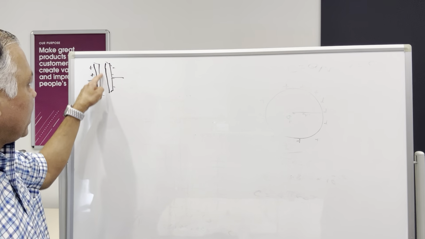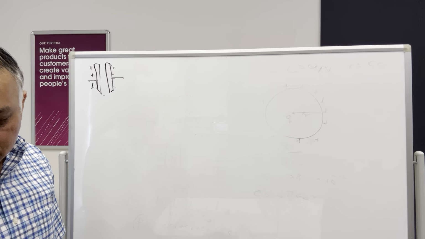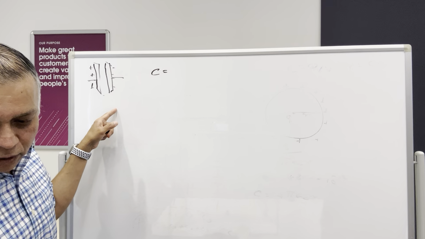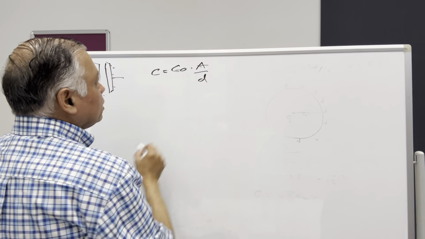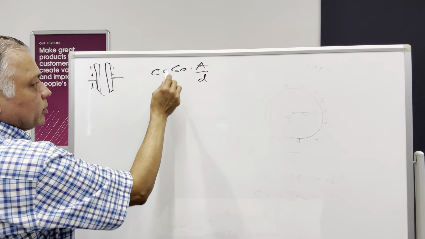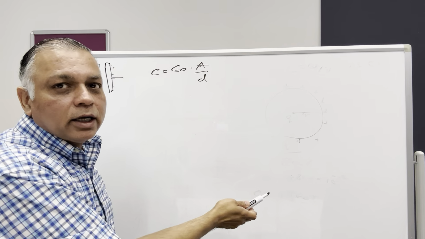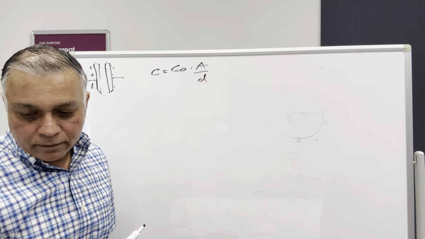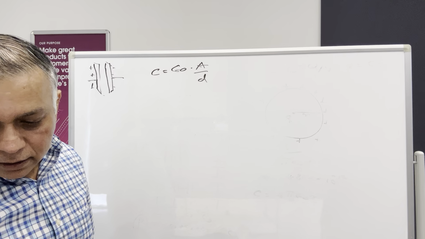So if air is the dielectric, or air is the medium, then the capacitance formula is C equals epsilon 0 times A over D. Epsilon 0 is the permittivity of free space that I wrote earlier, 8.854 times 10 raised to negative 12. A is the area of each plate, and D is the distance by which these two plates are separated. And we are considering air as the medium.